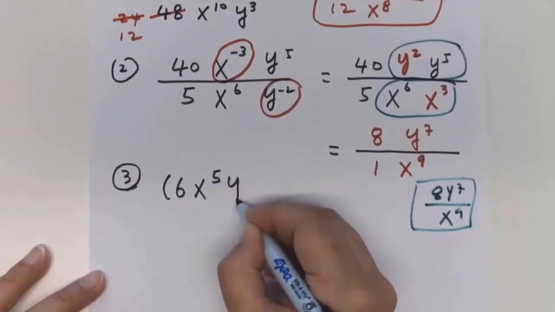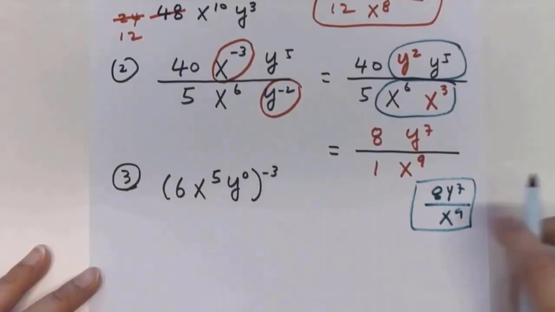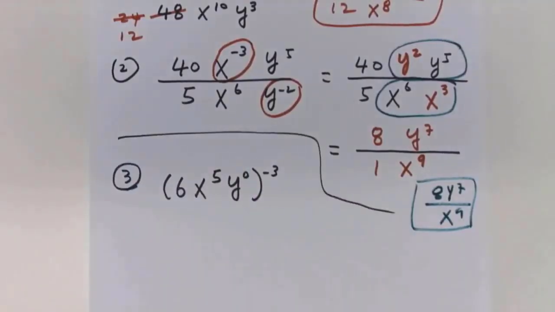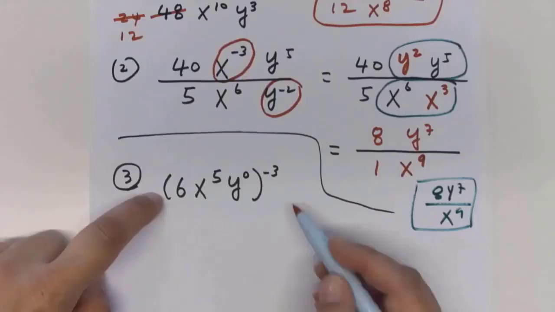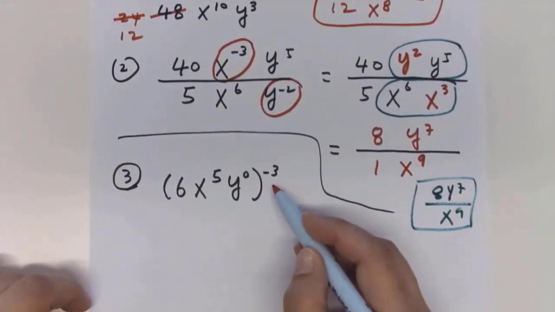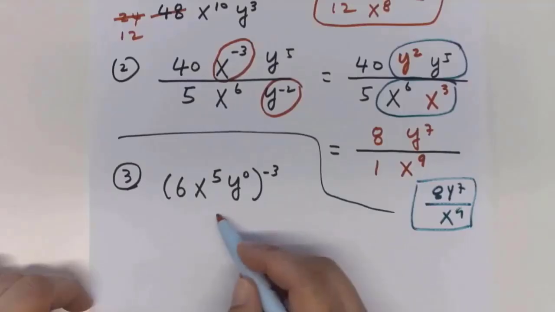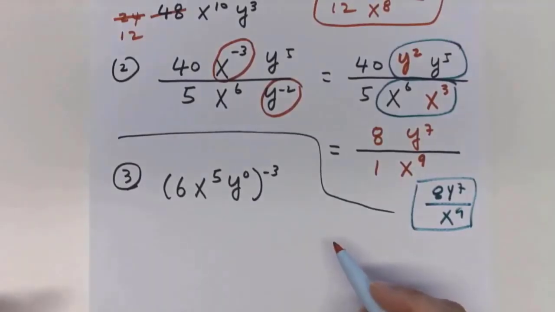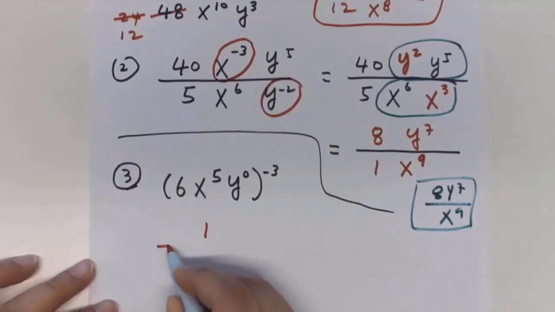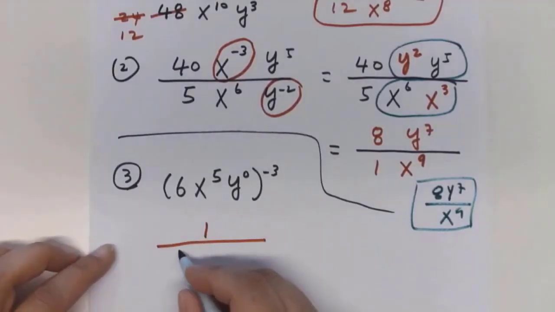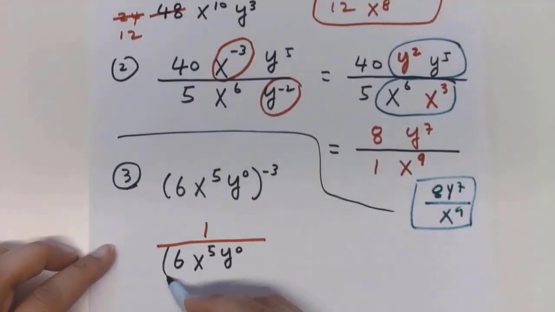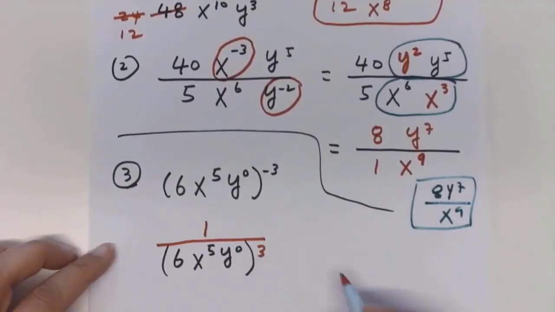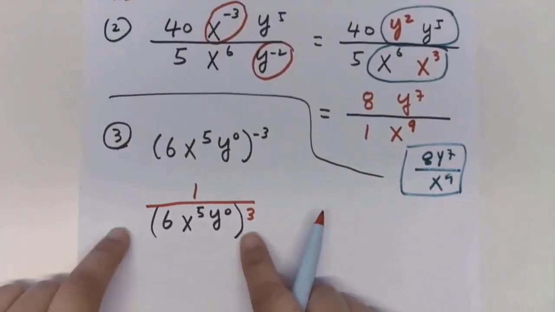6x to the 5th, y to the 0 power, all to the negative 3. So again, we have a negative exponent, so what do we do? Okay, how do you flip something like that? How do I change this to positive exponents? It kind of has a 1 over it, right? So when you flip it, it becomes what? 1 over this whole thing, and then the exponents become positive.